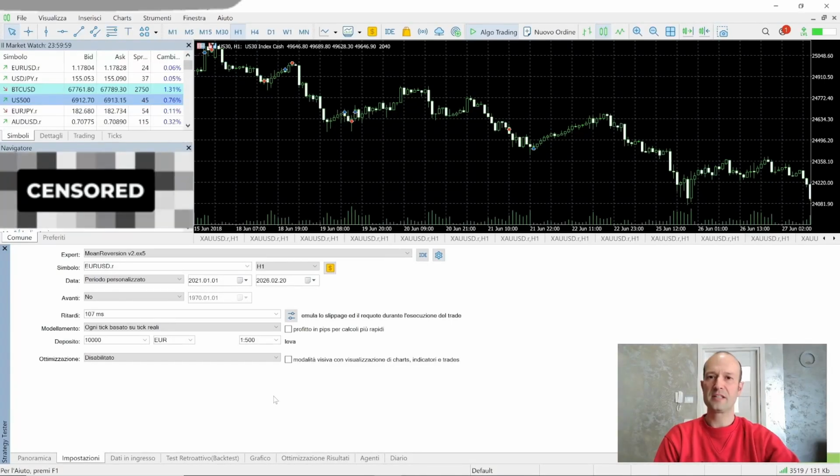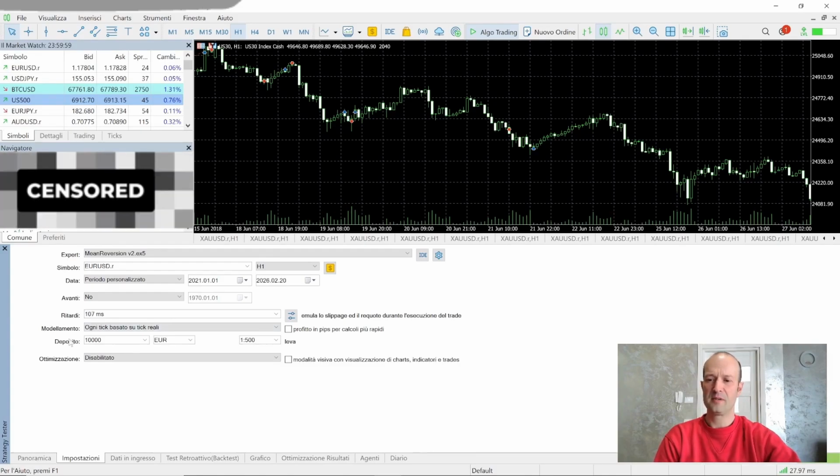So first of all, let me tell you that the expert works on M15 and H1, so on multiple time frames. It works specifically on euro dollar and operates both long and short, so in both directions. It's bidirectional. Now let's take a look at how this expert has performed over the past years. Let's start from 2021 and go up to today, so we already have a pretty interesting track record.